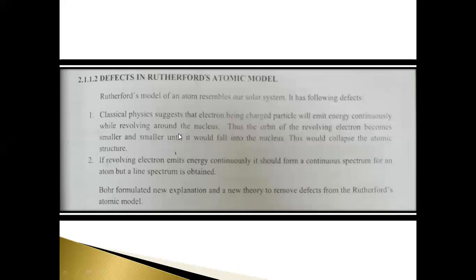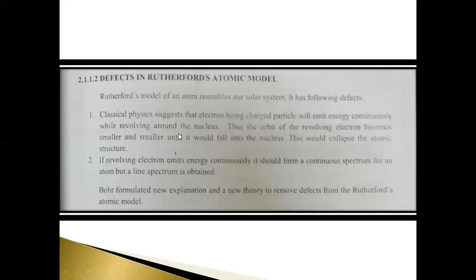Okay. And the second one, Rutherford said that as the electron emits energy continuously, the spectrum we get must be continuous. But Bohr, after performing experiment, got a line spectrum instead of the continuous spectrum. So he concluded that the electrons do not emit energy continuously. It will emit energy only when it jumps from high energy orbit to lower energy orbit. And the proof of this is the line spectrum. The line spectrum is a proof of this drawback, that the electron is not emitting energy continuously.